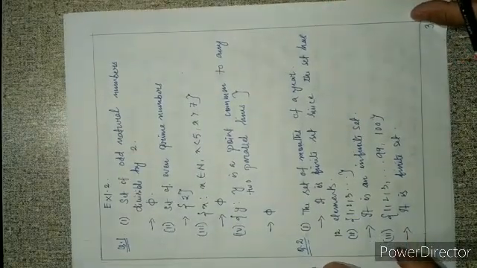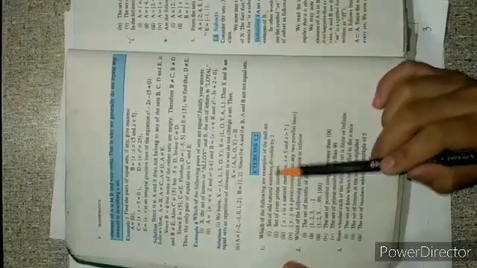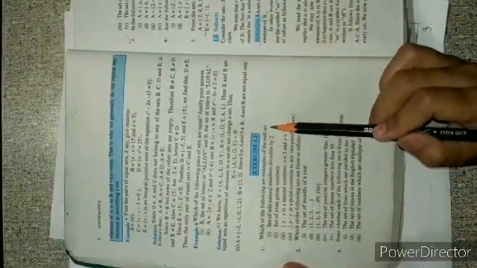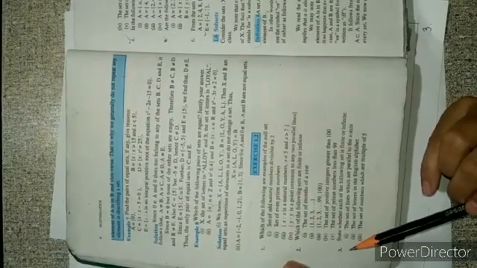Then let's come to exercise 1.2. Exercise 1.2. Which of the following are examples of the null set?